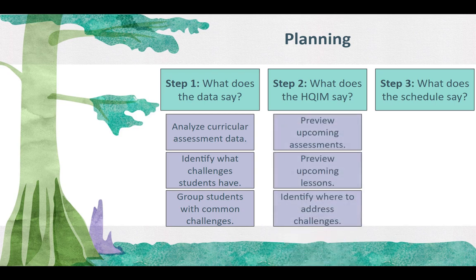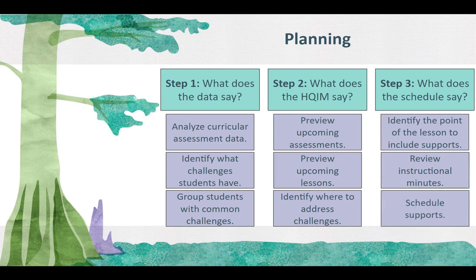Next, you will want to use the data you analyze and apply it to the high-quality instructional materials you implement in your classroom. Preview the upcoming assessments and lessons. Identify where the challenges you identified from the data can be addressed within the context of upcoming lessons.